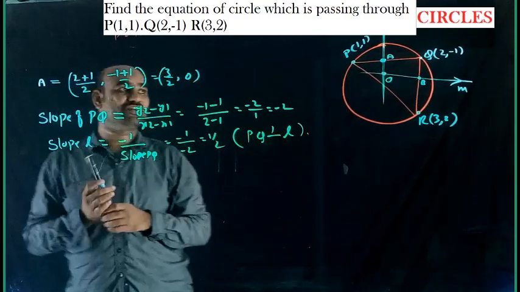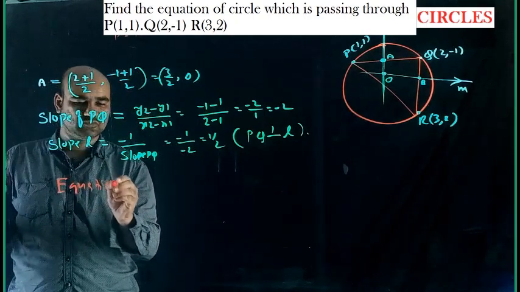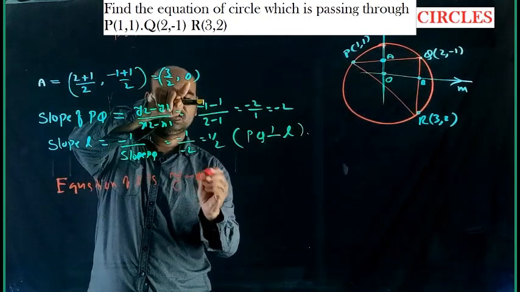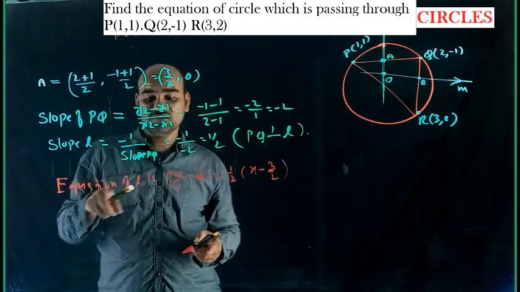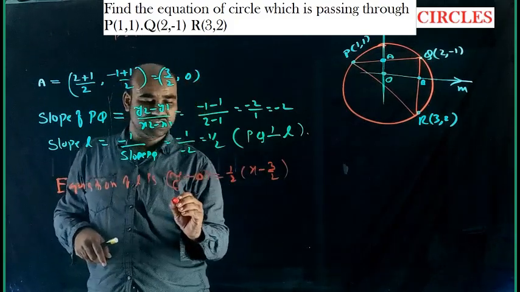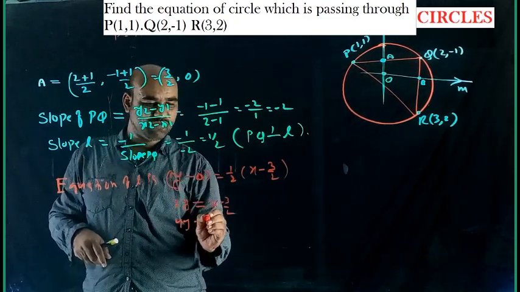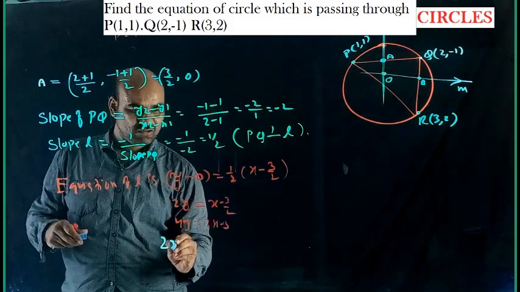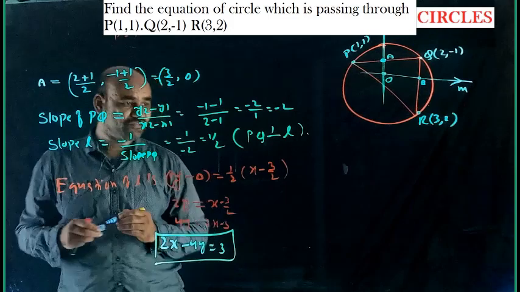Now I want to find the equation of L by using the point slope form. Equation of L is y minus y1 equal to m into (x minus x1). So this is y equal to 1/2 times (x minus 3 by 2), or 4y equal to 2x minus 3. In other words, I can say 2x minus 4y equal to 3 is the equation of L.